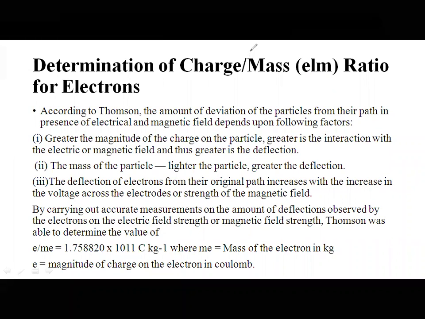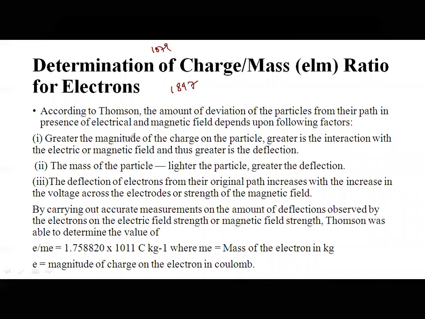How was it being determined? What J.J. Thomson did was, this was done in the year 1897. Cathode rays were discovered in the year 1879. In the year 1897, Thomson measured the e by m ratio. See, the amount of deviation of the particles from their path in the presence of electric and magnetic fields depends upon what factors. Thomson came to some conclusion.